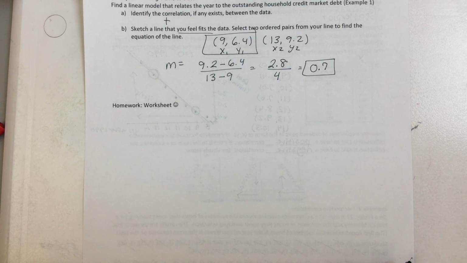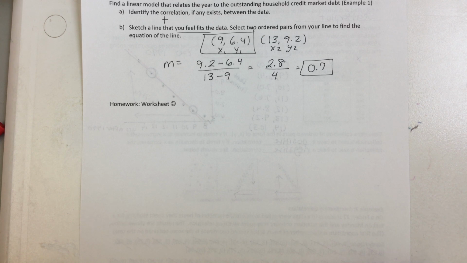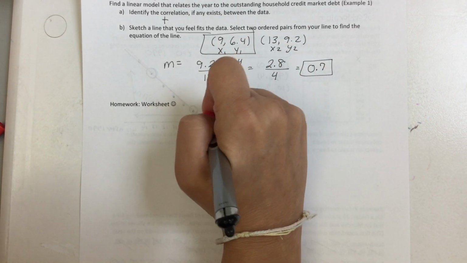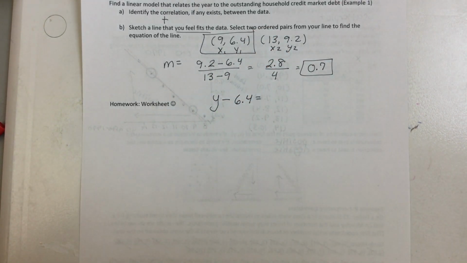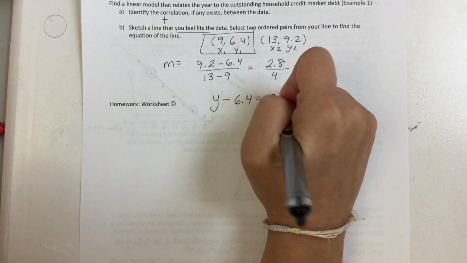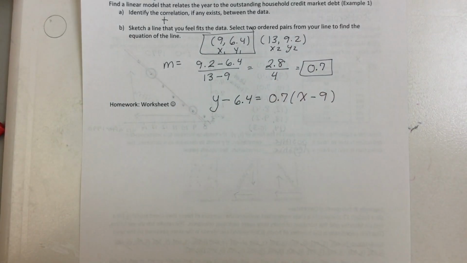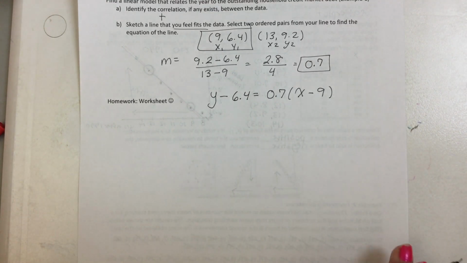Now you pick 1 ordered pair. I'm just going to pick the first ordered pair. It does not matter which ordered pair you select. You would get the same equation of a line either way. So I'm doing the first ordered pair. There's my slope. y minus the y from the ordered pair I chose, 6.4, equals m, 0.7, times x minus the x from the ordered pair I selected. That's called point slope form. This is our transition equation.